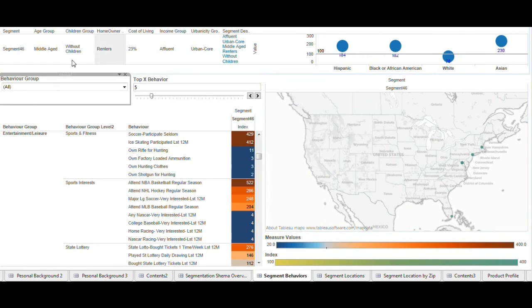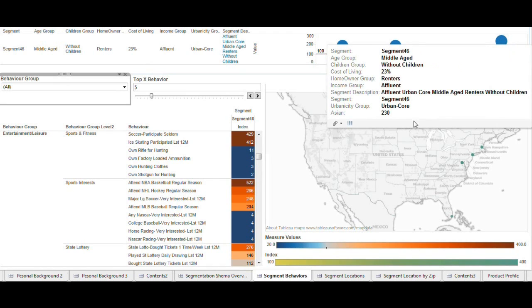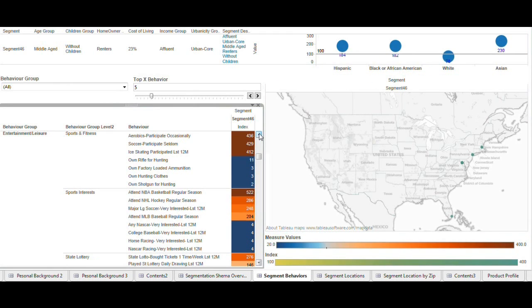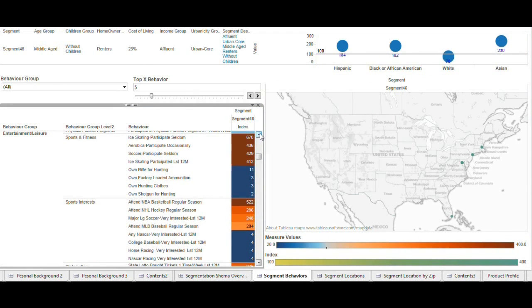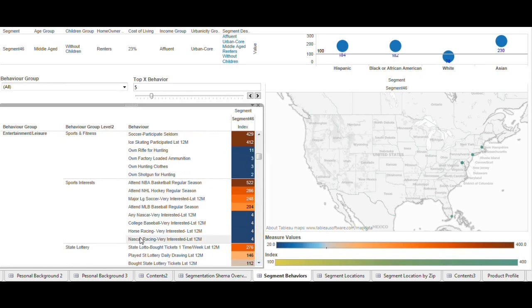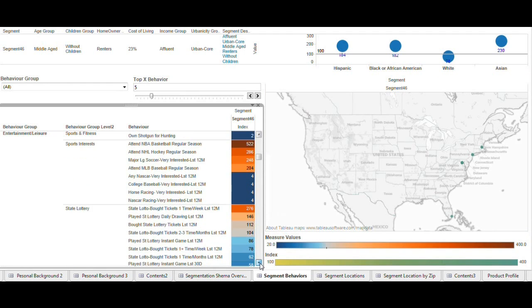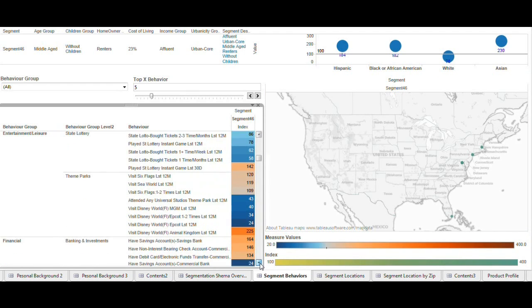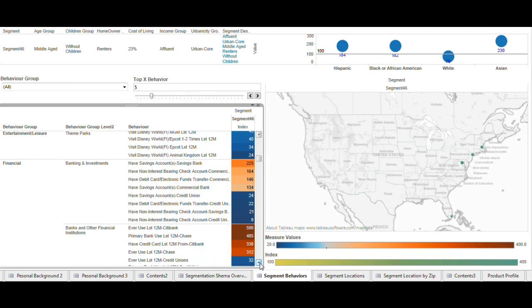So that segment 46, they're middle-aged, renters, they're affluent, they index high on being Asian. And let's look at an entertainment and leisure perspective, what they like doing. So they like attending the regular season of the NBA. They don't follow a lot of NASCAR. So those are some of the characteristics that are important for this segment.